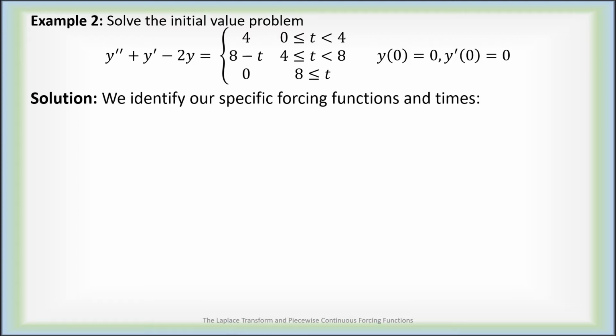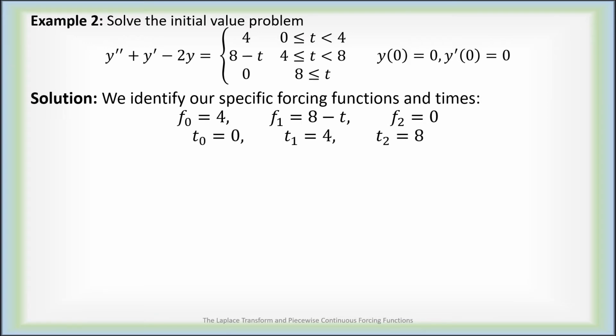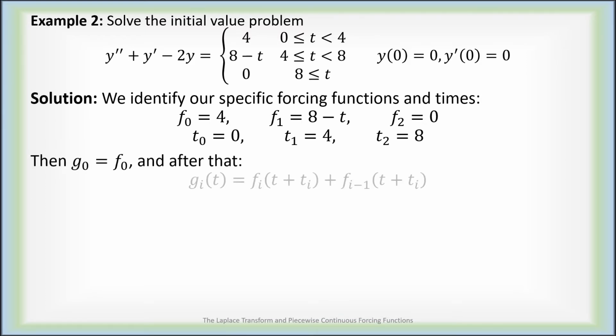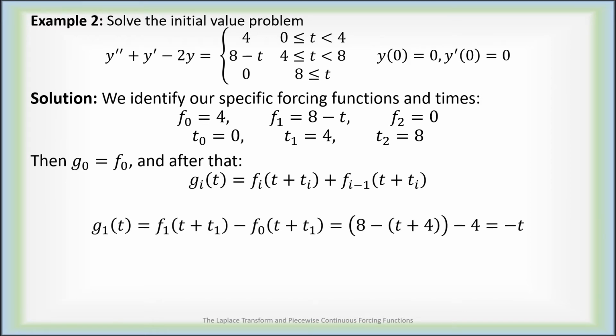Well, step 1, identify the specific forcing functions and times at which they occur. So the forcing functions are 4, 8 minus t, and 0, occurring at times 0, 4, and 8, respectively. So now we can define our functions g_i, where g naught is f naught, and after that point, g_i is given by f_i of t plus t_i minus f_(i minus 1) of t plus t_i. So g1 of t is f1 of t plus t1 minus f naught of t plus t1.